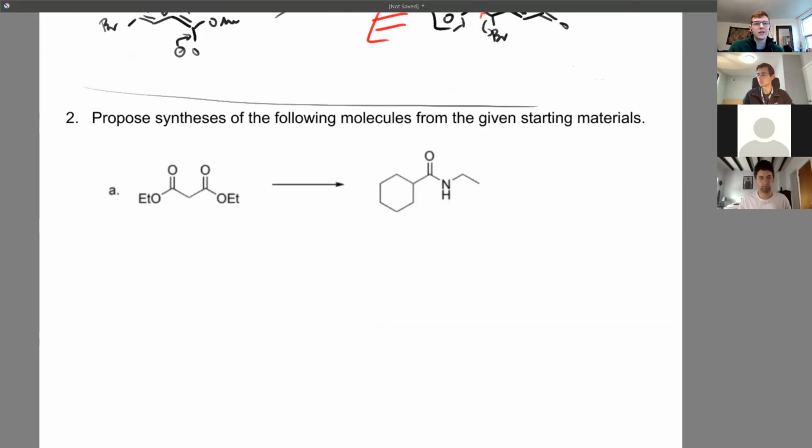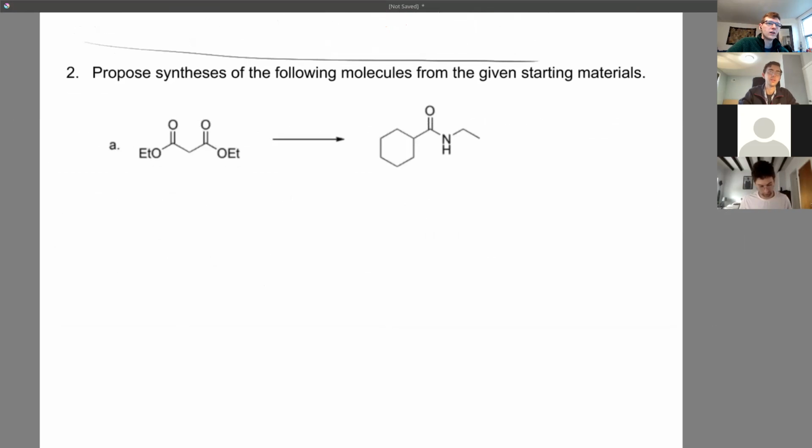All right. We have a lot of synthesis problems now. Very fun. There are 4 of them. This is the first one. Right away we know malonic ester synthesis, right? But malonic ester synthesis gives us what? A carboxylic acid. Yeah. And then it maybe gives us something that's substituted like this.